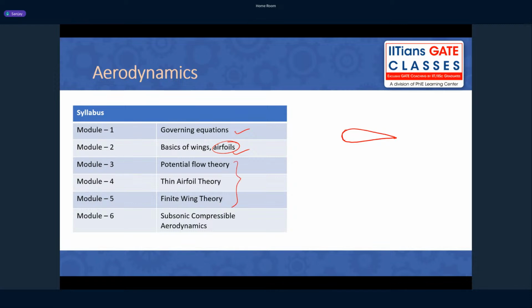Then we will see some theories in aerodynamics: potential flow theory, thin airfoil theory, and finite wing theory. These theories form the pillar of aerodynamics. The entire theoretical aerodynamics is situated on these theories. They will try to give you closed form expressions or analytical solutions for flow over such bodies.